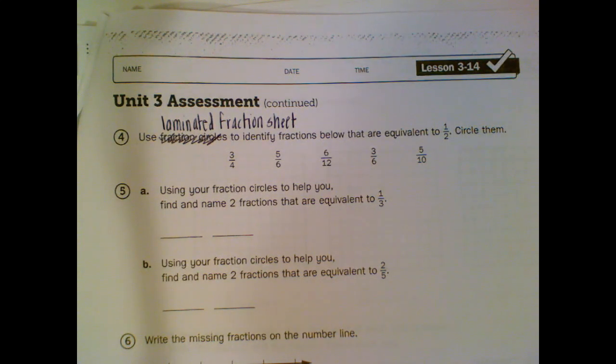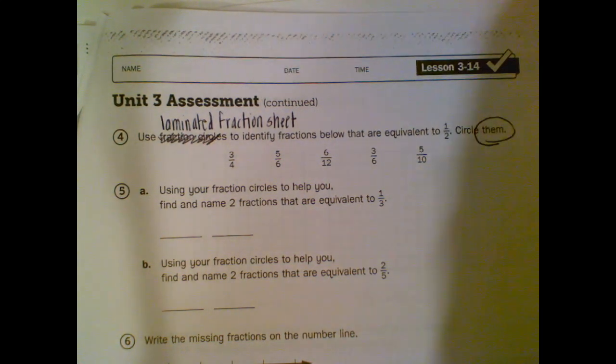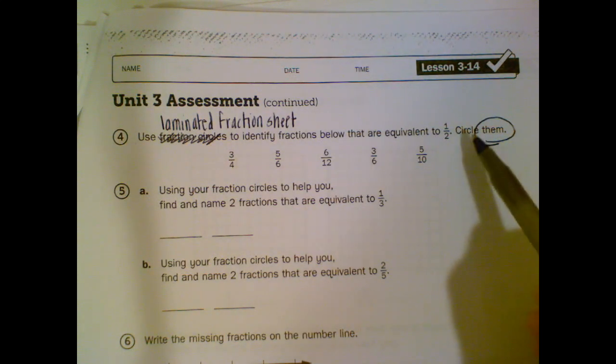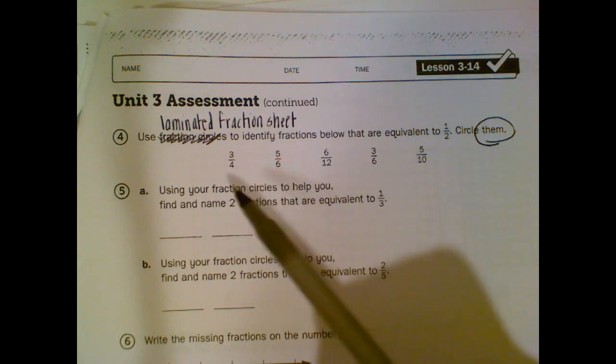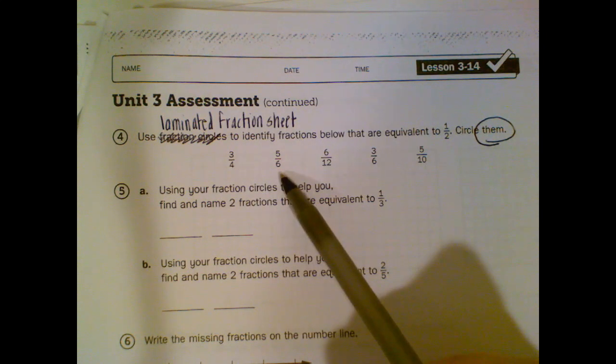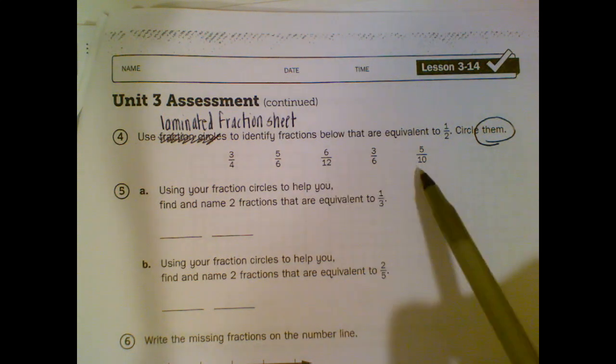Use laminated fraction sheet to identify fractions below that are equivalent to 1/2. Circle them. See that clue word? It doesn't say circle it. It says plural. Circle them. So here are your options: 3/4, 5/6, 6/12, 3/6, and 5/10.